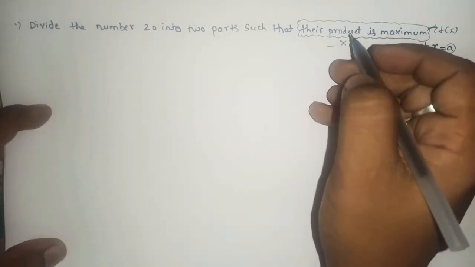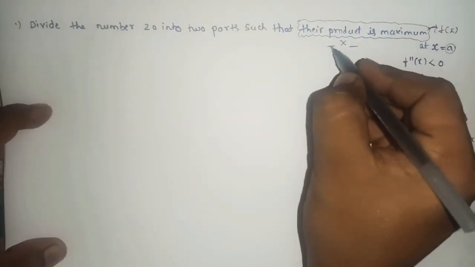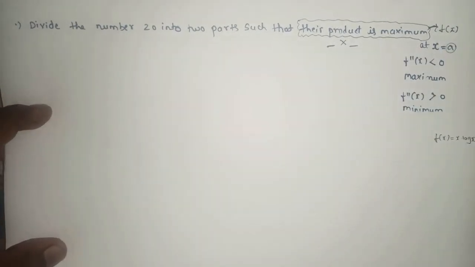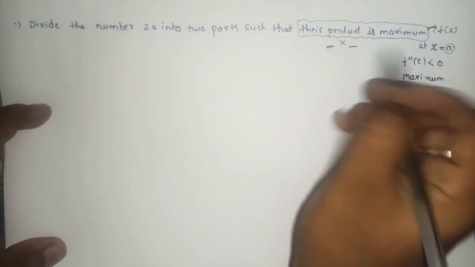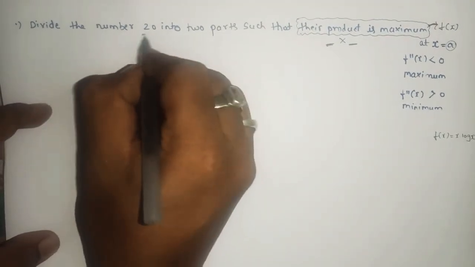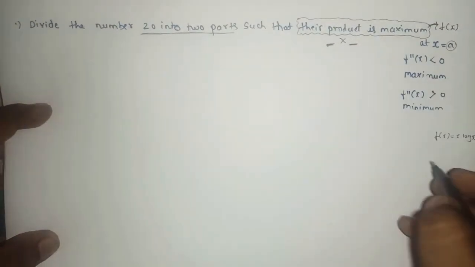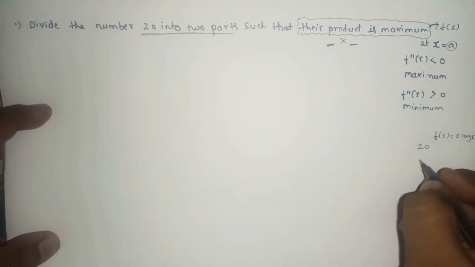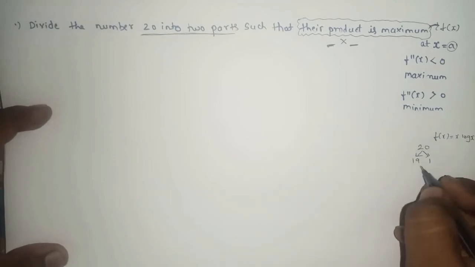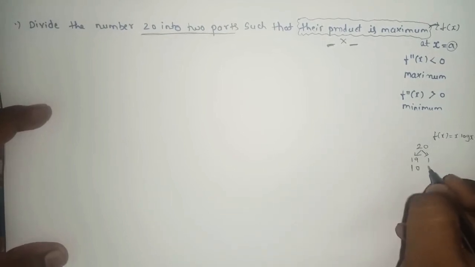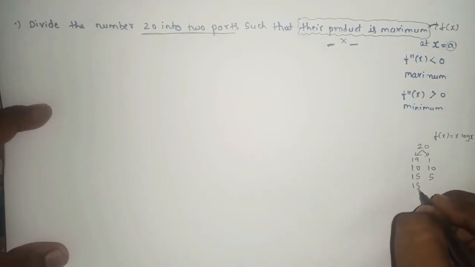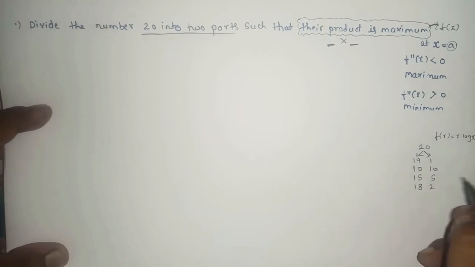Their product, that exactly we don't know, the two numbers. Product means multiplication between two or more things, yes or no? So exactly we don't know those numbers. Okay, so now again we'll read: we have to divide the number 20 into two parts. Now 20 we can divide as 19 plus 1 also, yes or no? We can divide 20 as 10 plus 10, as 15 plus 5, as 18 plus 2. There are many ways, but this is not the proper way.